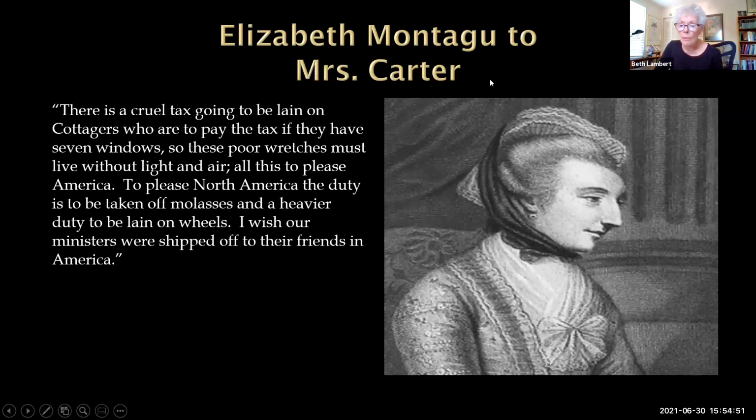Elizabeth Montagu, I don't know if you've ever heard the term blue stocking, was sort of the head of a group of intellectual women in London at the time. They were called blue stockings because they would hold these parties, you could call them, and invite members of parliament. There was a mixture of people who were writers and members of parliament.